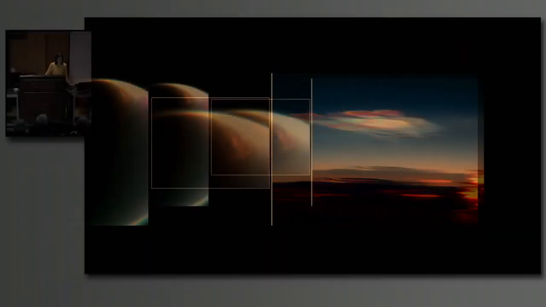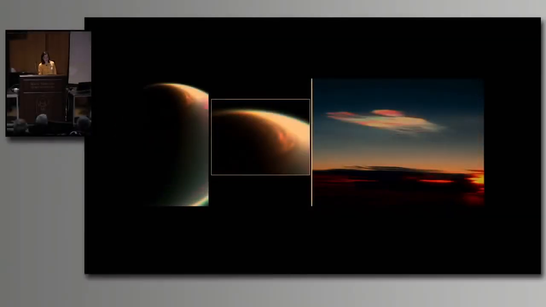Titan has an average temperature of minus 290 Fahrenheit, minus 180 degrees Celsius. And at that temperature, the methane can be in solid, liquid, or gaseous state, just like the water on Earth. So instead of having a water cycle, like on the Earth, we have a methane cycle, where the methane evaporates, rises into the atmosphere, forms the clouds, rains down, and forms rivers and lakes.